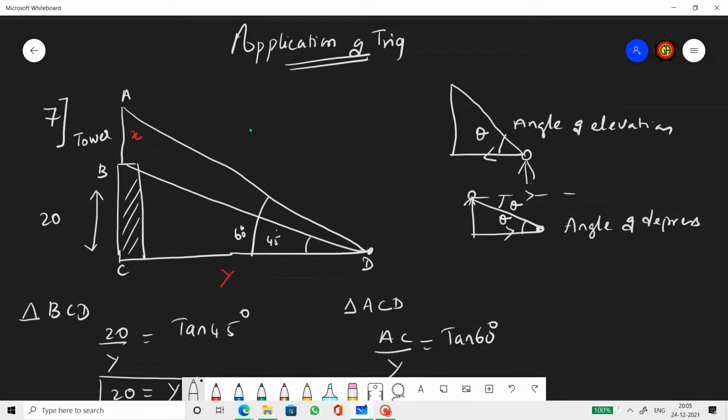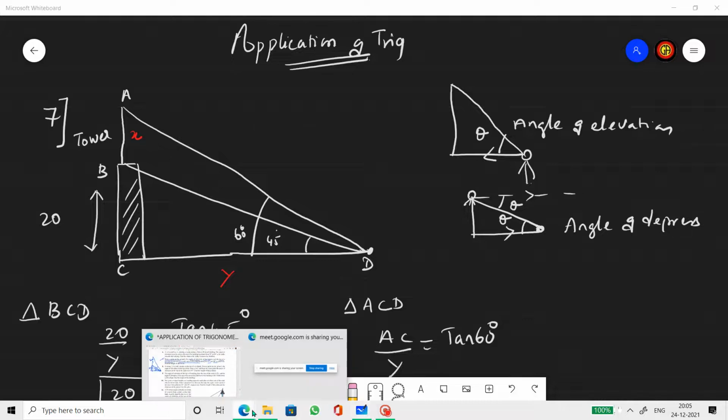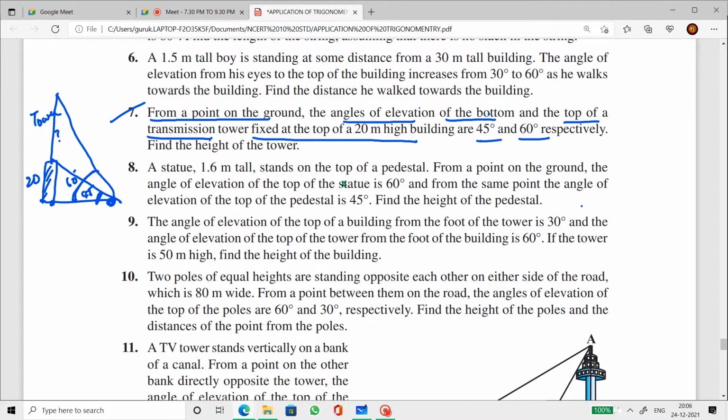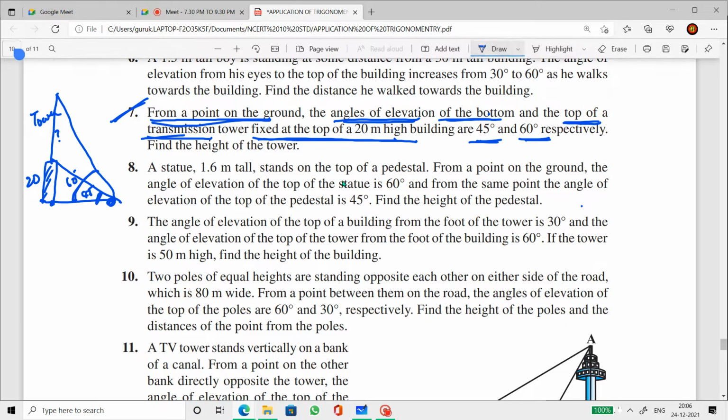This is question number 7 from the NCERT textbook. Let me read out the question. 7. From a point on the ground, the angle of elevation of the bottom and top of a transmission tower fixed at the top of a 20-meter high building is 45 and 60 degrees. I've already drawn the diagram here. Let me explain with the help of that.